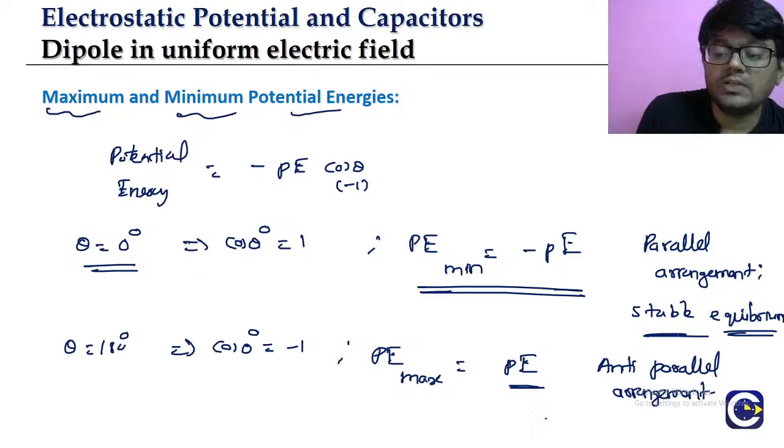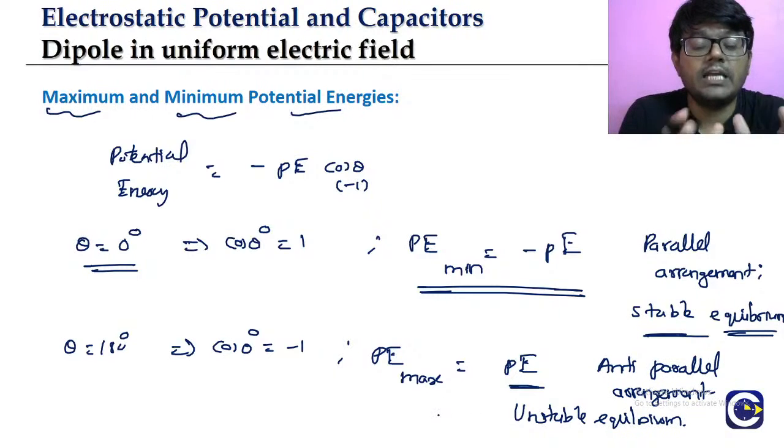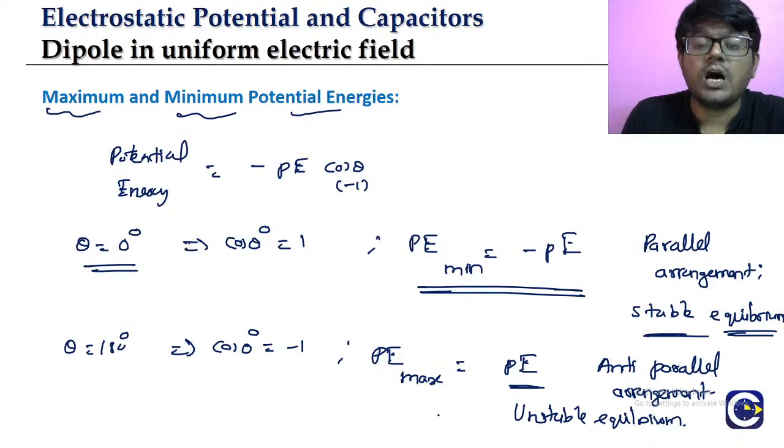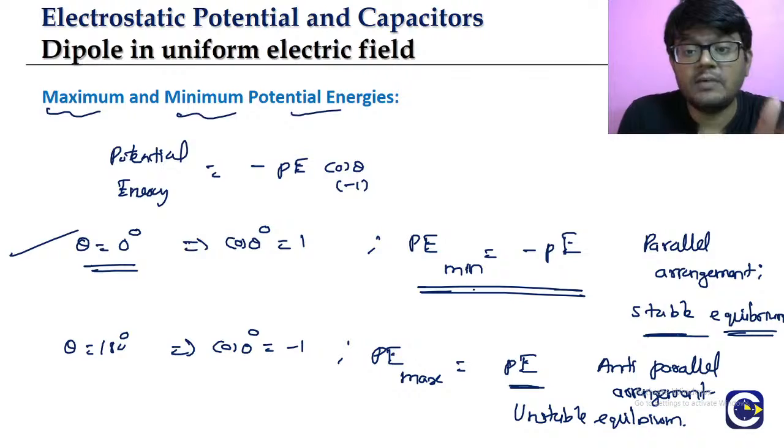Anti-parallel arrangement. So this is what we also call as unstable equilibrium. Is it unstable? Because the potential energy of that dipole is maximum in this. Both are equilibrium. Why they are equilibrium? Because the torque acting on the dipole will be zero in both parallel arrangement as well as anti-parallel arrangement. But parallel arrangement பார்த்தா the potential energy is minimum.